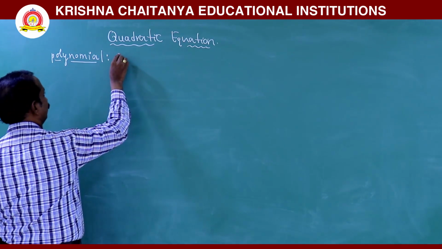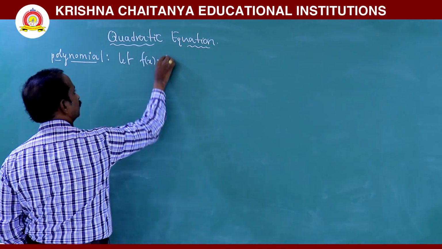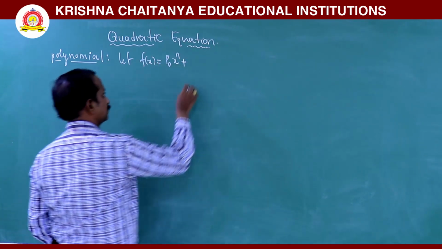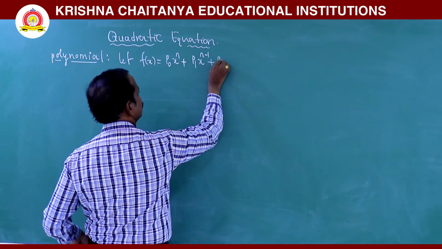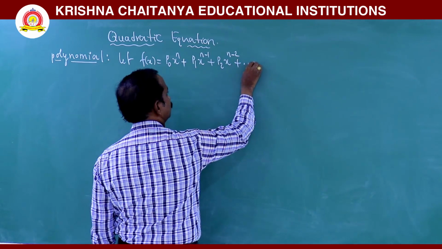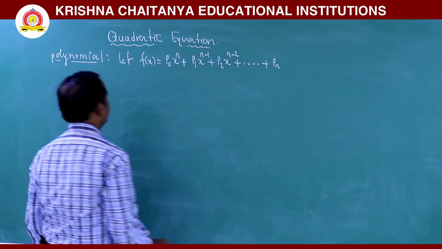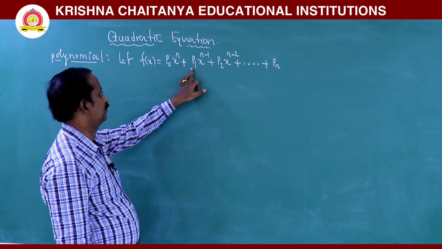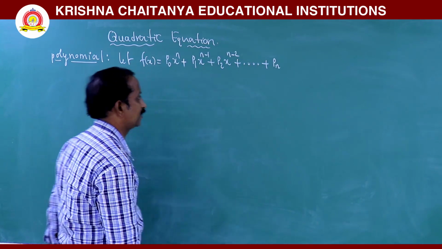Consider f of x is equal to p naught into x power n plus p1 into x power n minus 1 plus p2 into x power n minus 2 plus and so on plus pn.